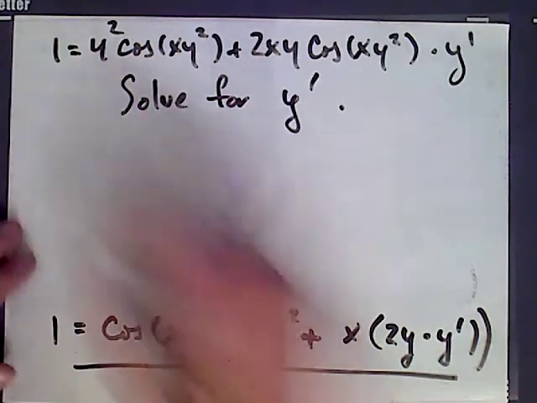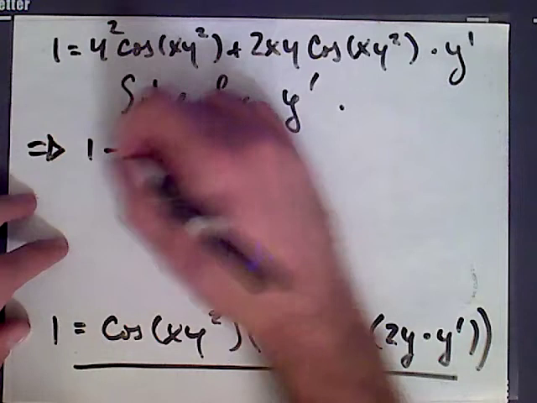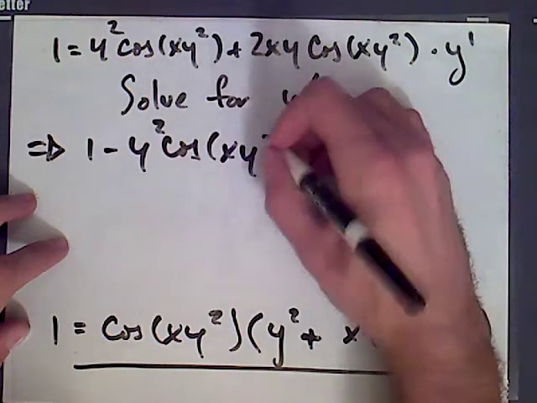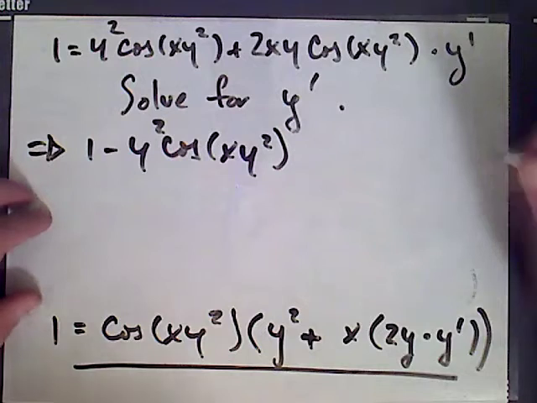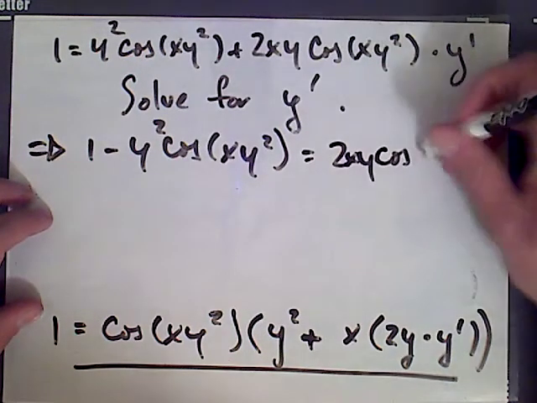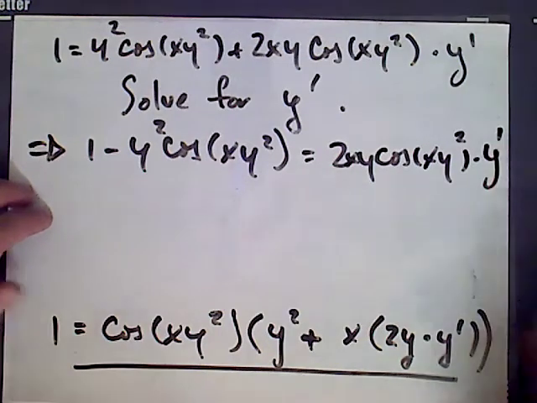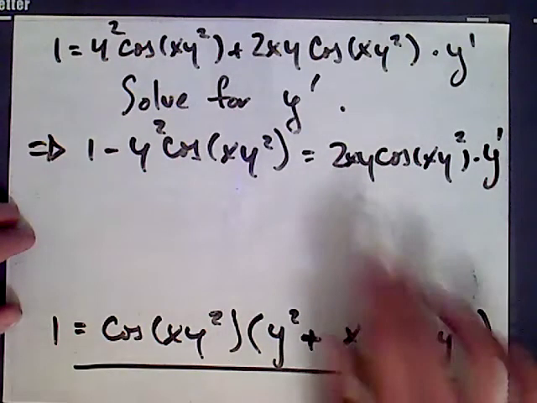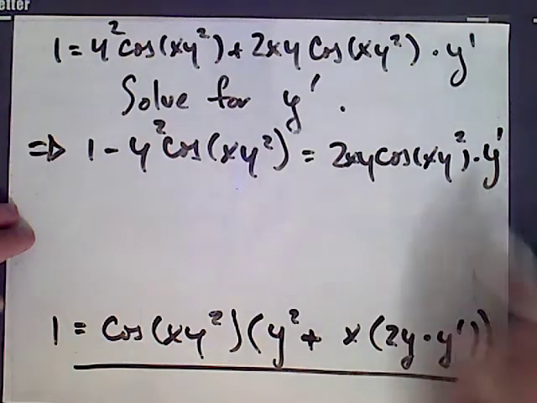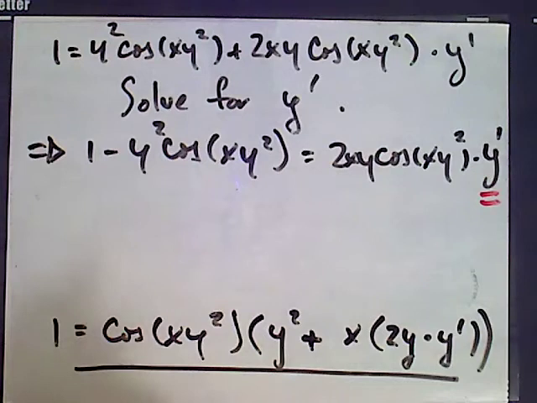Okay, what we get is that 1 minus y squared cos of x y squared equals 2xy cos of x y squared times y prime. Now for our last step, we'll divide by 2xy times cos of x y squared to isolate the y prime here. Okay, this is what we're trying to solve for.